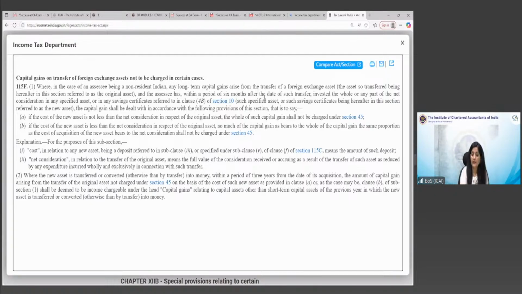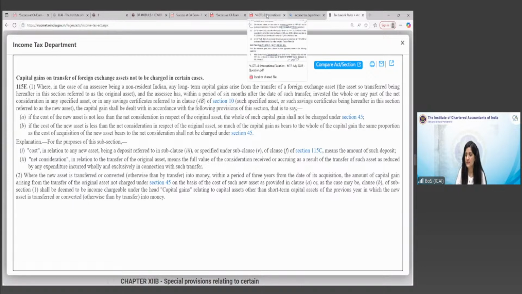What does it say here? You will be eligible for this deduction where a non-resident Indian has any long-term capital gains arising from transfer of a foreign exchange asset. Foreign exchange asset is a specified asset purchased in convertible foreign currency. This is the case. Invested that amount within a period of 6 months after the date of the transfer, wholly or partly. Here it is partly being invested. So the person will be eligible for proportionate deduction.